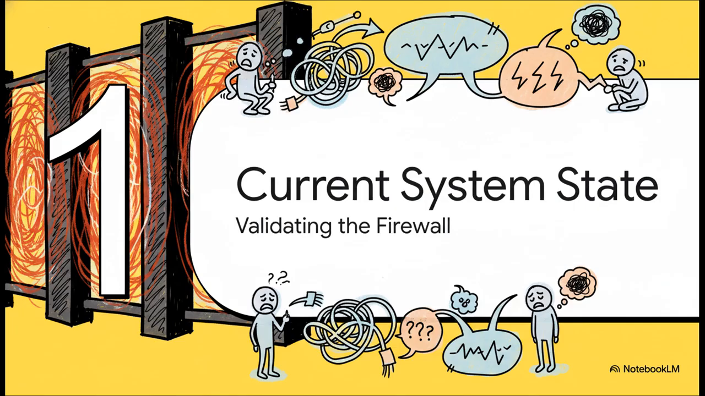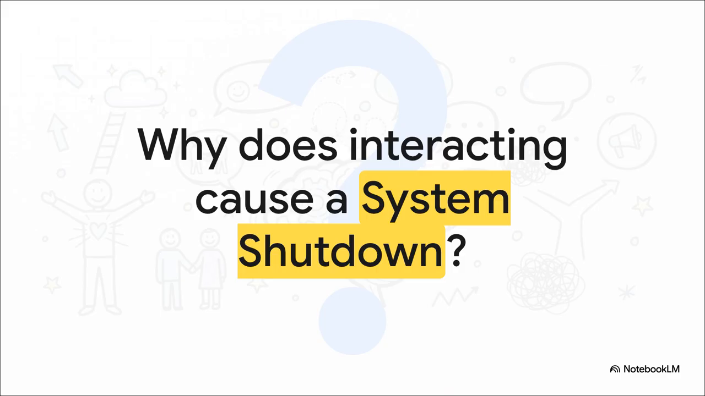Current system state, validating your internal firewall. So, have you ever wondered why trying to explain yourself, or honestly just interacting with people, sometimes causes a total system shutdown? It is absolutely crucial to realize right off the bat that your sudden tiredness, your voice dropping in volume, or that urge to just look away, it's not a flaw. You are not broken. It's actually your internal operating system brilliantly protecting itself from a buffer overflow. Your system is just stepping in to keep you safe from response overload.